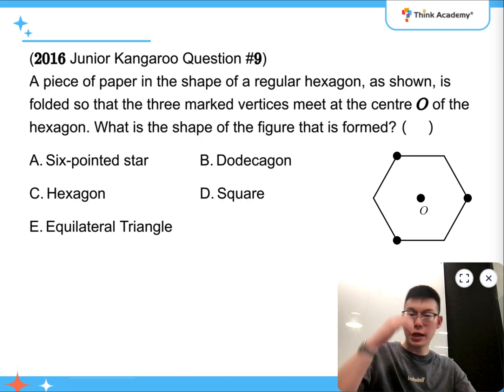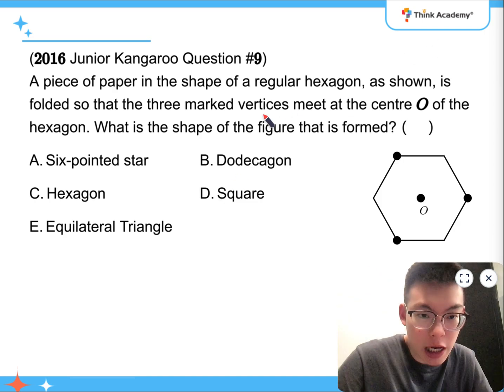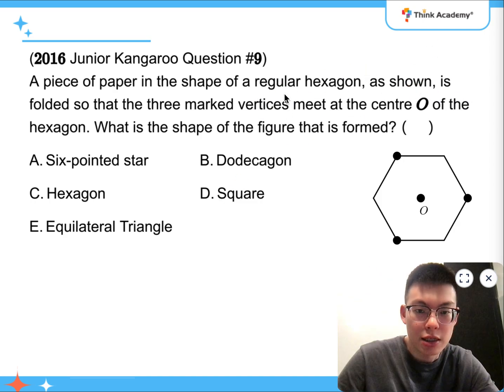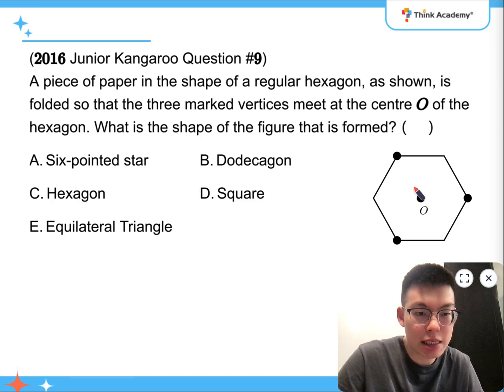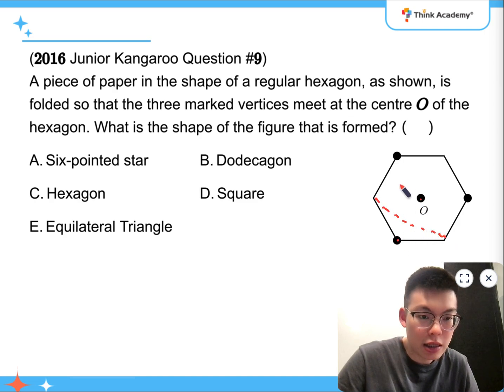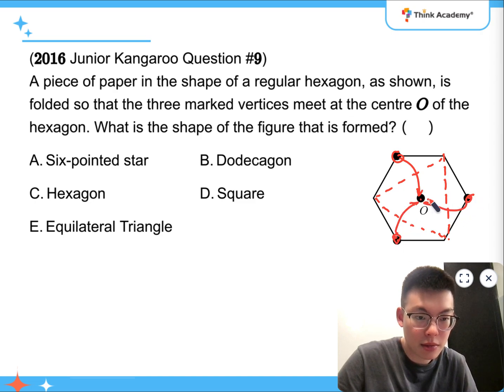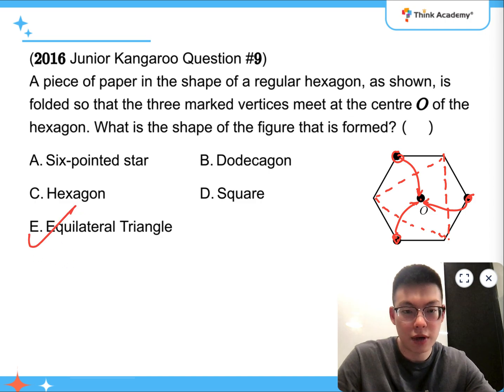Next, for question number 9, it says that a piece of paper in the shape of a regular hexagon is folded such that the 3 marks meet at center O of the hexagon. What is the shape of the figure that is formed? So, basically, if this is going to meet O, we are just trying to find the line of folding for the 3 points. So this goes there, this goes there, this goes there. And if you look at the dotted lines that are folded, you can see that it's going to be an equilateral triangle, right? So the answer is going to be E for an equilateral triangle.